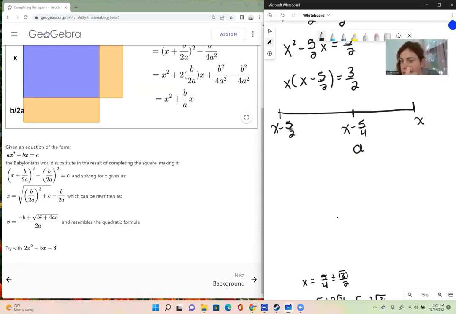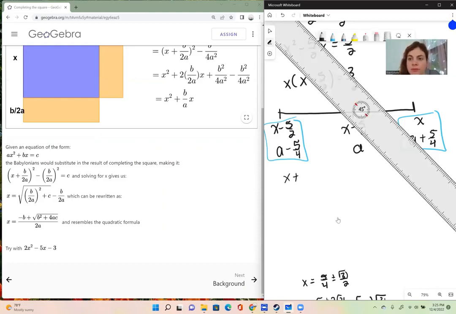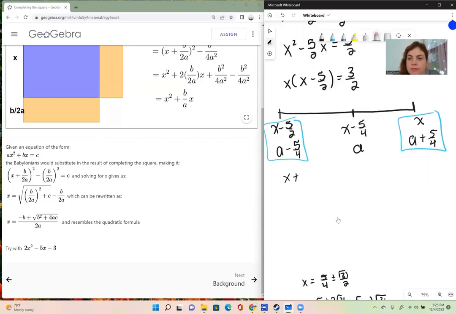The left side will be a minus 5 over 4, and the right side will be a plus 5 over 4. So we will replace x with a plus 5 over 4 and x minus 5 over 2 with a minus 5 over 4, which will give us a difference of squares. So a plus 5 over 4 times a minus 5 over 4 will equal 3 over 2.